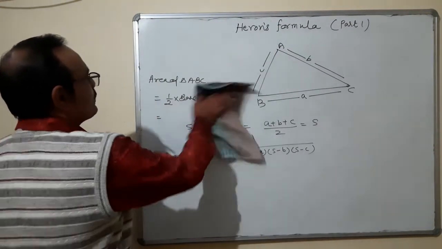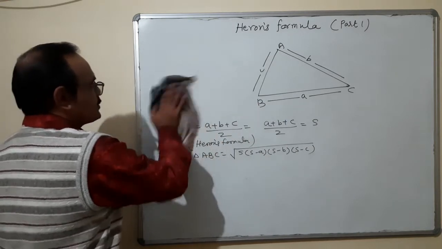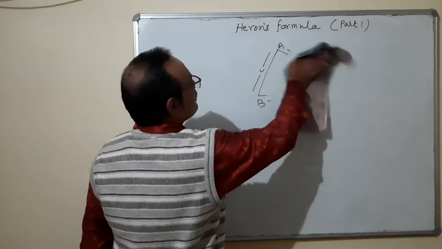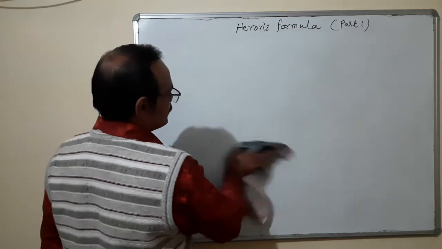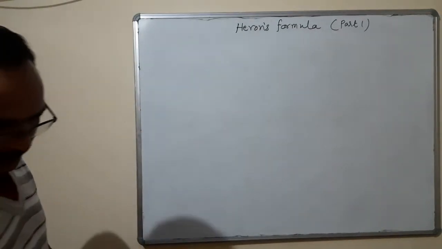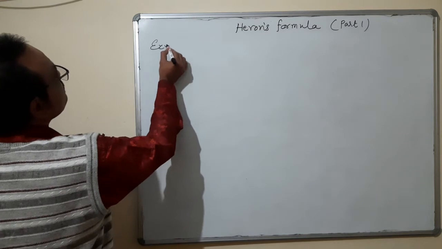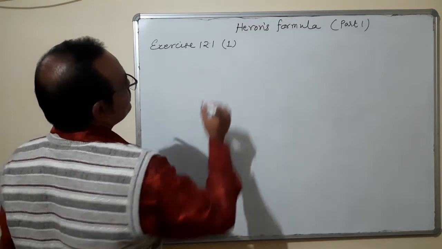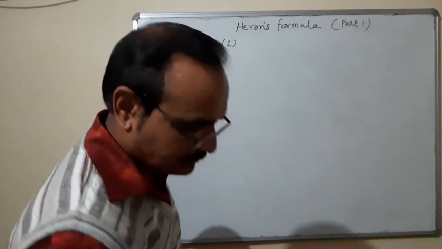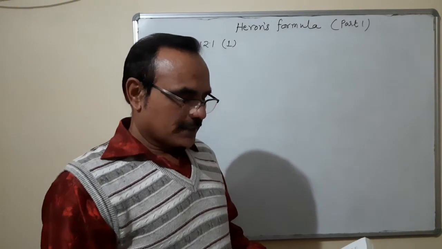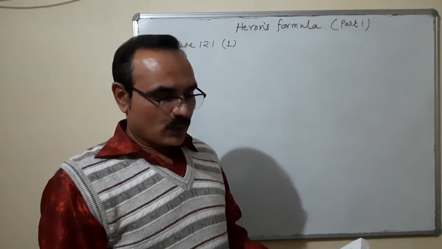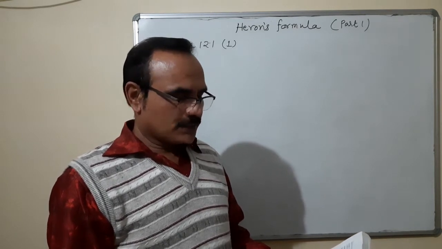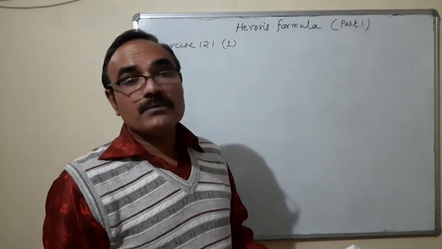Now coming to exercise 12.1, where we'll discuss some questions based on Heron's formula. Exercise 12.1. Question number 1. Taking the first question, which says a traffic signal board indicating school ahead is an equilateral triangle with side a. Find the area of the signal board using Heron's formula. If its perimeter is 180 centimeter, what will be the area of the signal board?